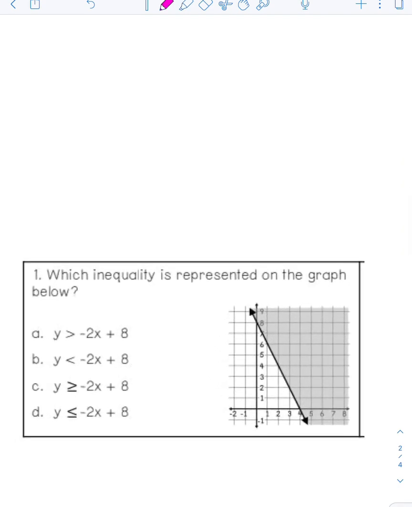So it says, which inequality is represented on the graph below. I want you to pause the video and do just a rough sketch of your graph. If I were doing this, I would graph this right here. I notice it goes to 8. So this is at (0, 8), and the x-intercept is at 4, so I would write 4 here. I notice it's a solid line, and I also notice that the right side is where the shading is.